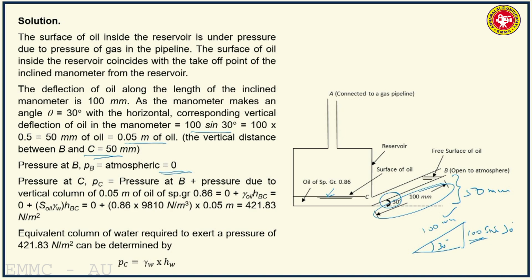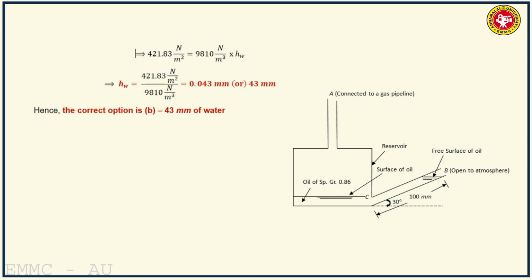So pressure at C will be pressure at B plus pressure due to a vertical column of 0.05 meter of oil of specific gravity 0.86. So 0 plus gamma oil into h BC, that is gamma oil will be specific gravity of oil multiplied by specific weight of water. So 0.86 multiplied by 9810 Newton per meter cube into 0.05 meter, which is the vertical component of the deflection. So that comes to 421.8 Newton per meter square. So the equivalent column of water required to exert this pressure can be determined, so that comes to 0.043 meters or 43 millimeters.